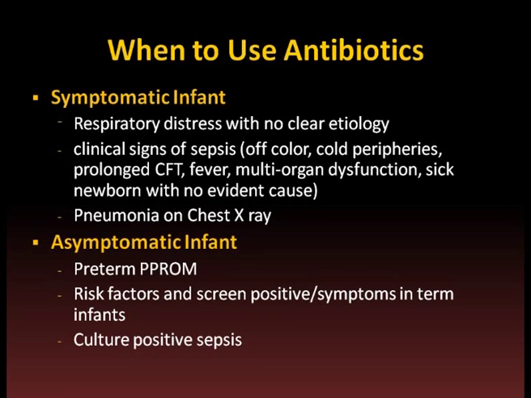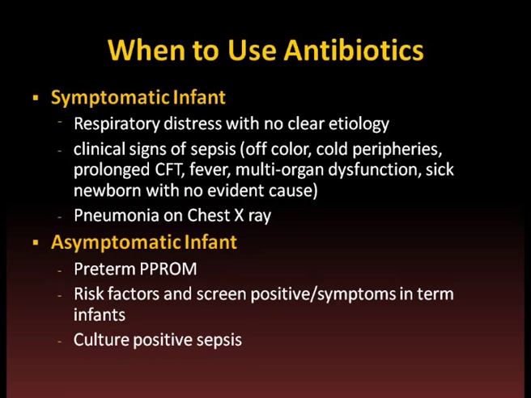Now, next is to know when do we start antibiotics. In a symptomatic baby, we start antibiotics if the baby is having respiratory distress, but there is no clear-cut etiology. We are unable to identify the etiology even on clinical examination or from the routine tests which we do at the immediate NICU admission. Or if a baby is symptomatic and has clinical signs of sepsis such as off color, cold peripheries, prolonged capillary refill time, fever, multi-organ dysfunction, or if a baby looks sick otherwise and there is no evident cause. In these conditions, you are justified in starting antibiotics.